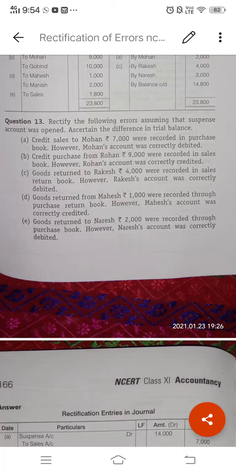So in the last class we finished up to the 12th problem. So today we are going to see the 13th problem.